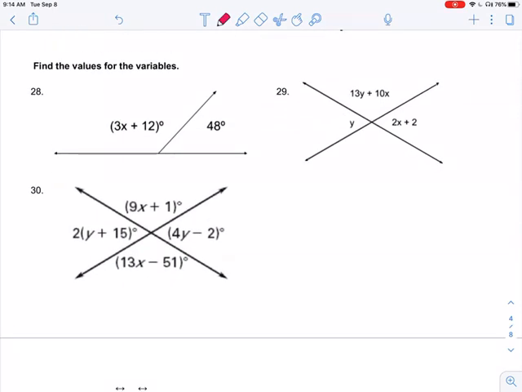All right, here on number 28, I have a linear pair, and what I know about a linear pair is that they add to give us 180 degrees. So 3x plus 12 plus 48 will give us 180 degrees. 3x plus 60. So 3x is equal to 120, and x is equal to 40.